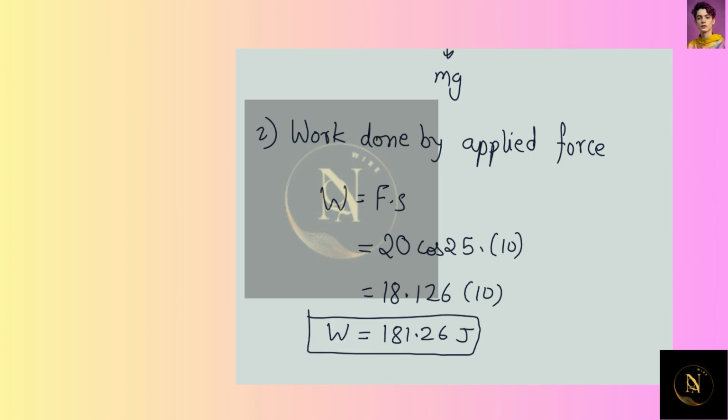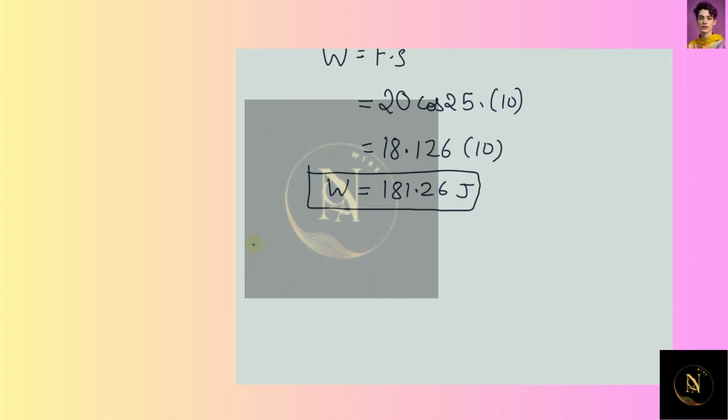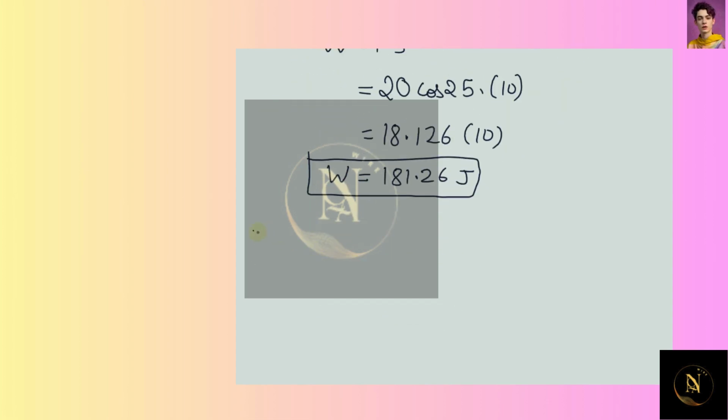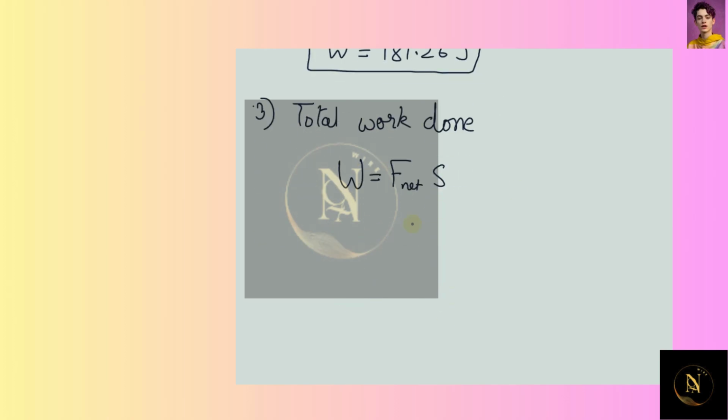Now moving further, part C. See the chronology. Third is what is the total work done? Now the total work done will include the frictional force also. So total work is the work done by the student and the work done by the friction. So the total work done will be W equal to F net times displacement. What is the net force acting on it? It is 20 cosine of 25 minus 2, that is the frictional force, times displacement, which is 10.